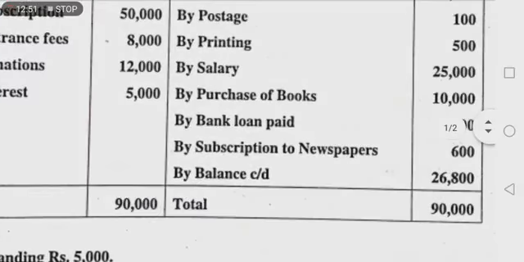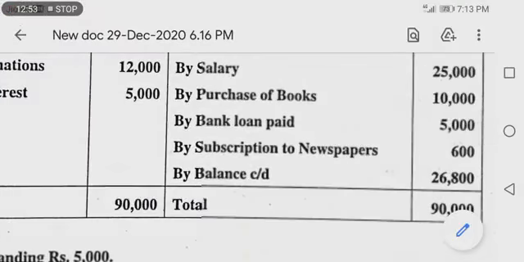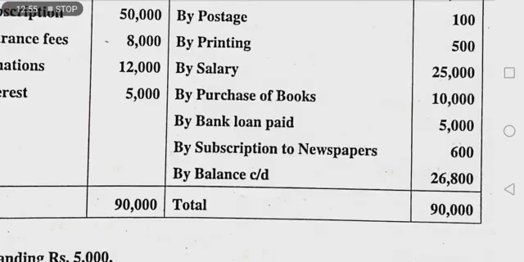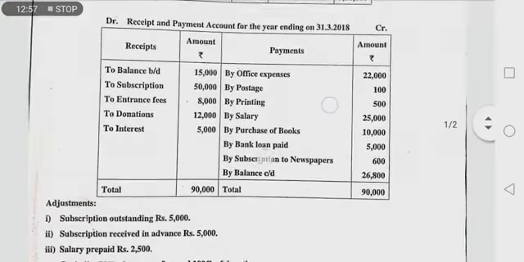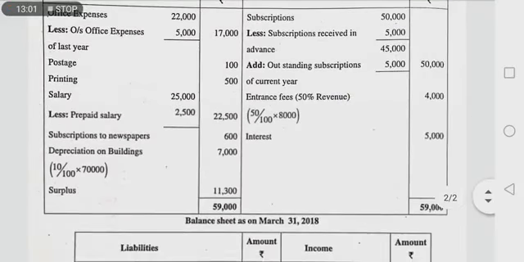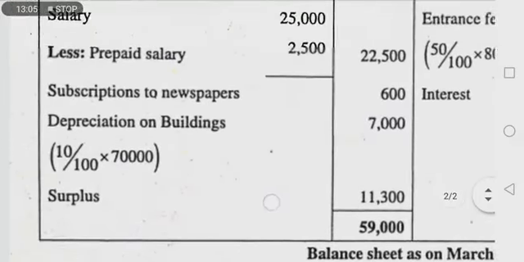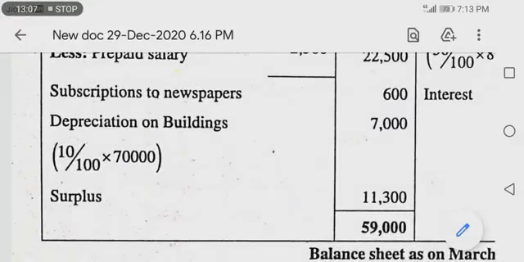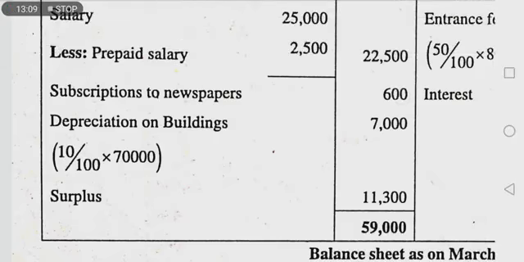The next transaction they have given is subscription to newspaper, amount rupees 600. It is a kind of regular expense, a revenue nature expense. So we have to record it under the expenditure side. Here you can see we have recorded it: subscription to newspaper 600.